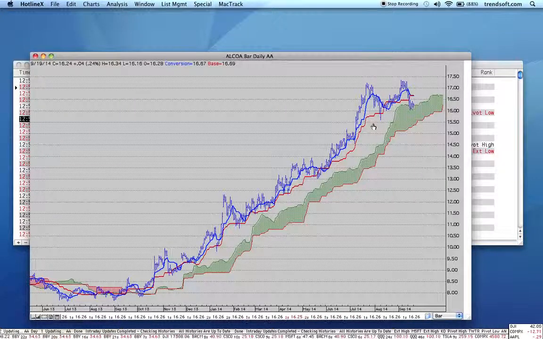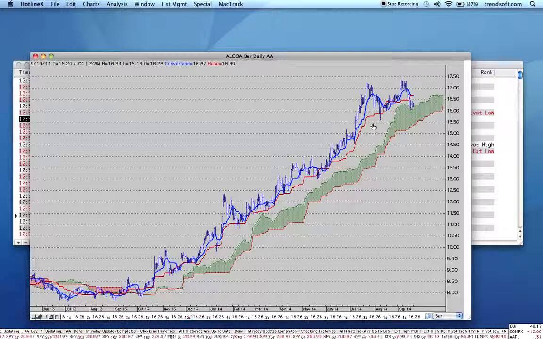The blue line is called the Tenkan Sen. In English, we would call that the conversion line. And the red line is called the Kijun Sen, which we'll call the baseline. For those of you who actually speak Japanese, my apologies if I'm mispronouncing these words.